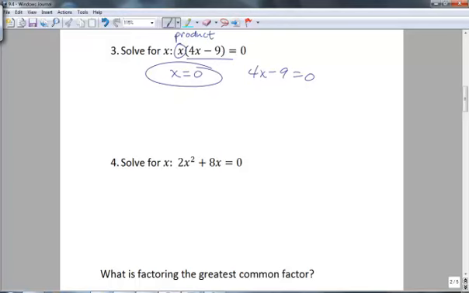Over here on the right, we just need to solve using our old problem-solving skills. So we go plus 9 to both sides. 4x is equal to 9. Divide both sides by 4. We end up with x is equal to 9/4.